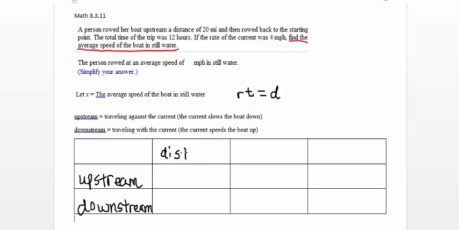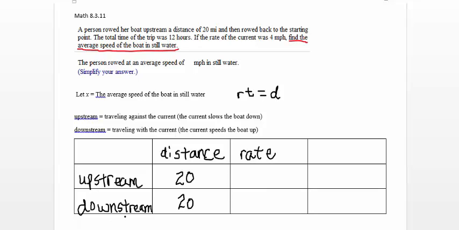We're going to start in our table by writing the distance. The problem tells us that the upstream distance was 20 miles. We will therefore assume that that was also the downstream distance, the distance of the return trip. Then we're going to talk about rate. If there was no current, the boat would be traveling x miles per hour.